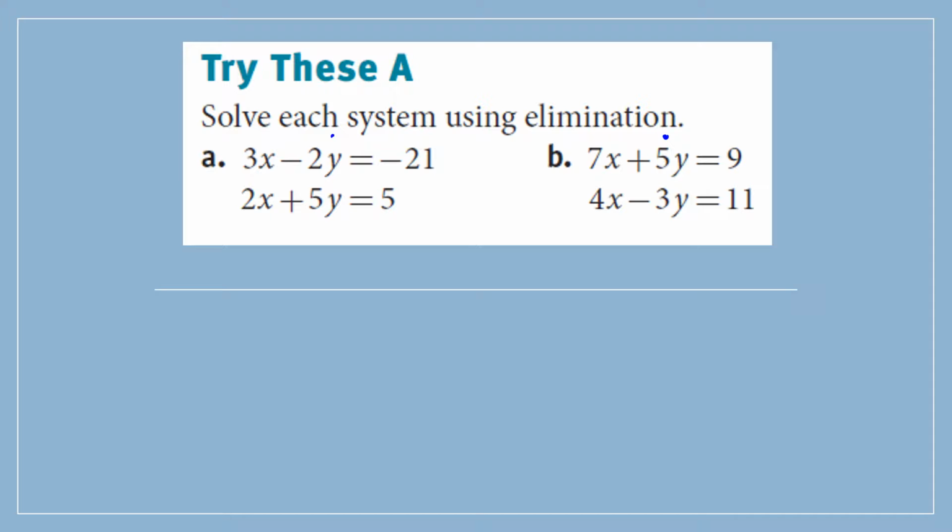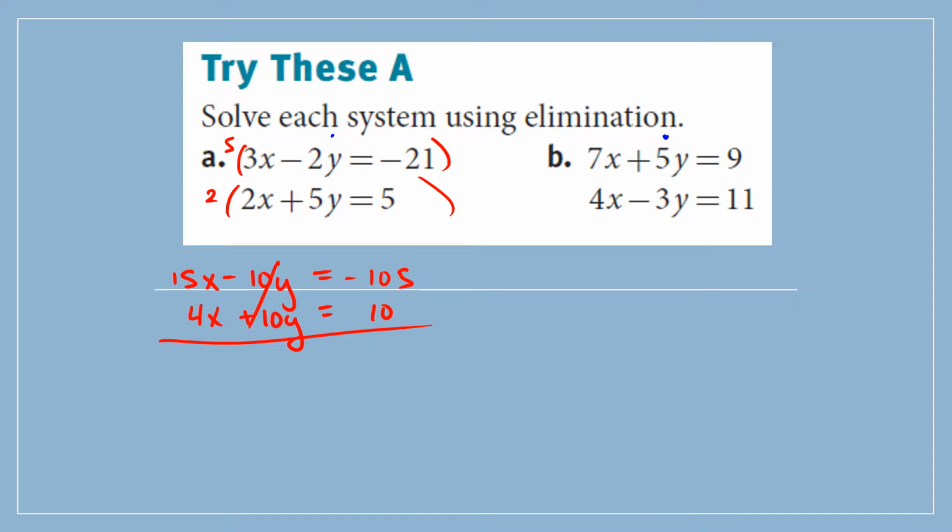So let's see, I want to make 2 and 5 be the same number. So I'm going to multiply this top equation by 5 and this bottom equation by 2. That'll turn both of my y's into 10 and negative 10. So I would get 15x minus 10y equals, let's see, that's going to be negative 105. And then on the bottom I would get 4x plus 10y equals 10.